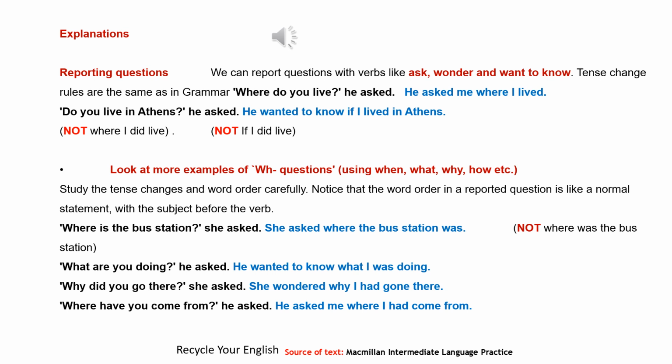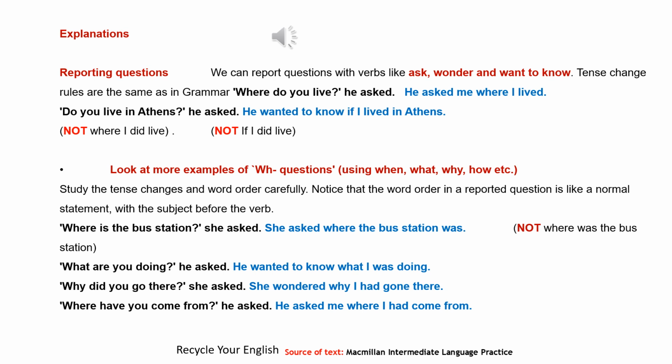Look at more examples of WH questions, using when, what, why, how, etc. Study the tense changes and word order carefully. Notice that the word order in a reported question is like a normal statement, with the subject before the verb. "Where is the bus station?" she asked. She asked where the bus station was, not where was the bus station.